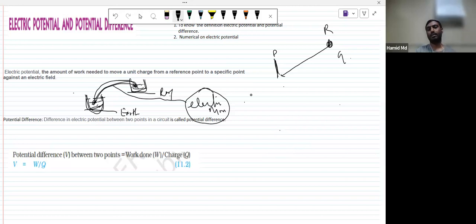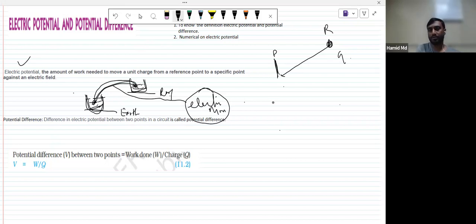It is simple. To bring a charge from one reference point to another, we need to do some work against the electric field. Okay, you may note it in your notebook. That's the definition. Can you explain the electric field? What is electric field?